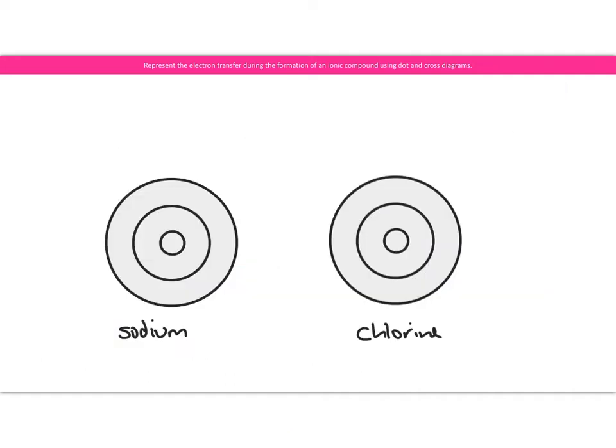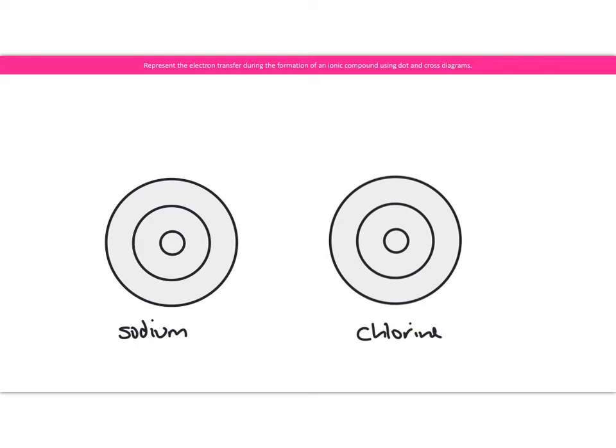So let's consider sodium and chlorine, which can react together to form sodium chloride. So we're looking at them as elements to begin with. So we're just filling in the number of electrons in the shells for these particular elements.